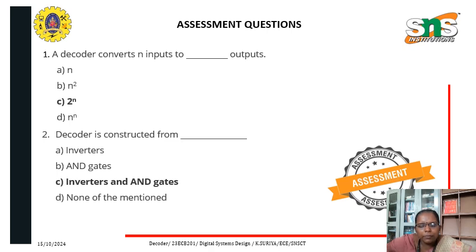Decoder is constructed from dash. The options are inverters, AND gate, none of the above mentioned. The answer is inverters and AND gates.